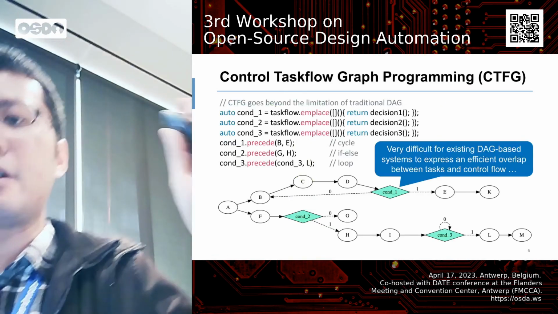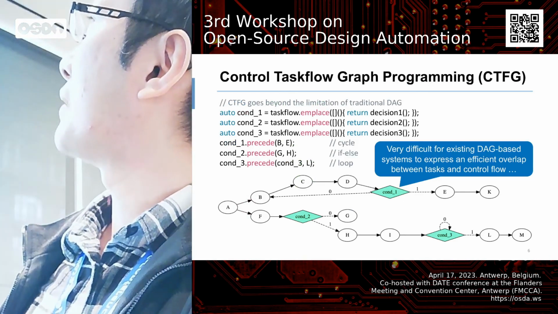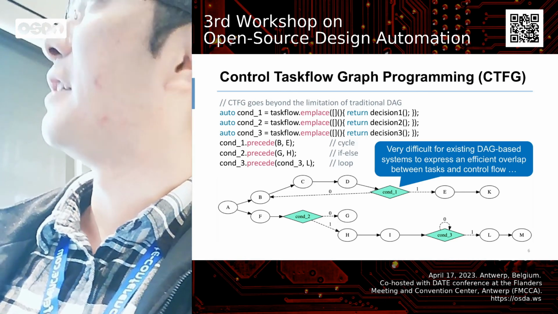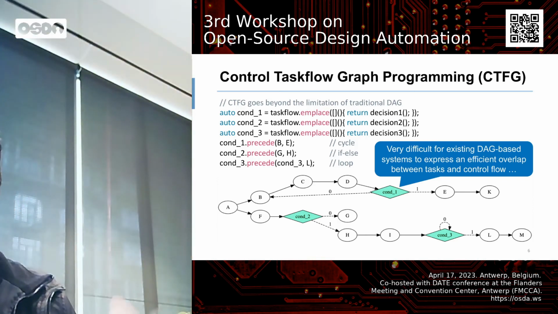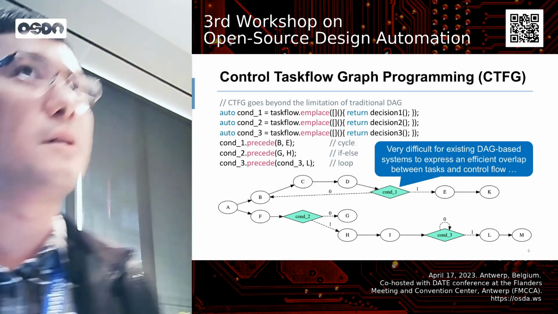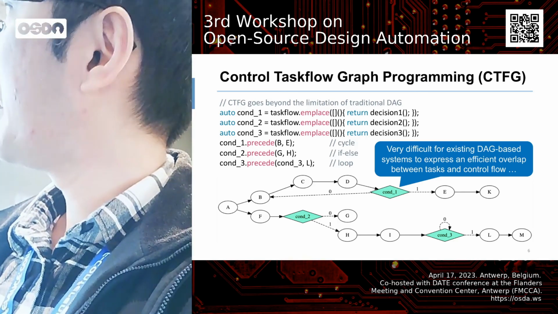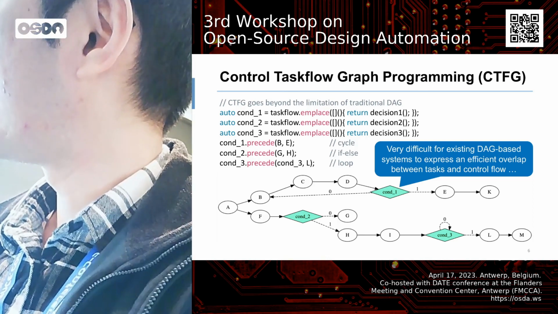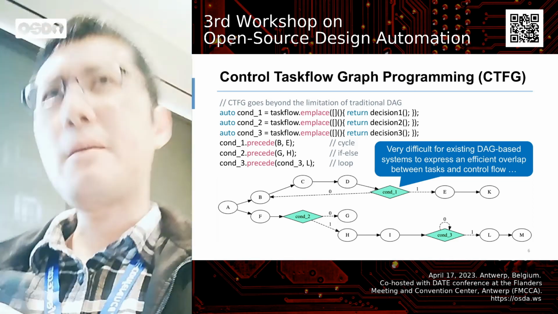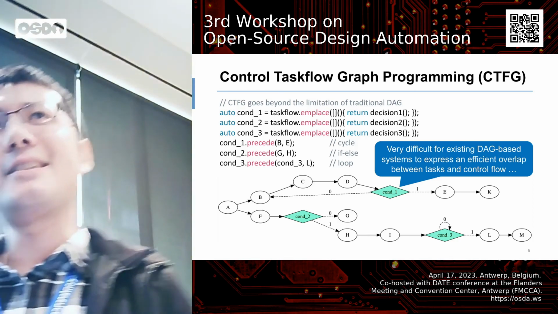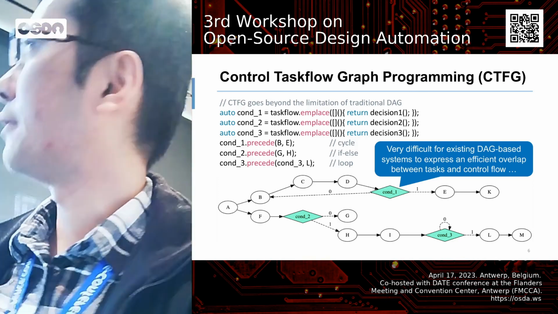Another major innovation of our Taskflow, when you compare with existing systems, is our control taskflow graph programming model, or CTFG. CTFG goes beyond the limitation of a traditional DAG-based model that does not allow you to express control flow in a single graph entity. For a complicated workload like this example over here, where you have a cycle to describe iterative control flow, conditional tasking, or even a loop, it becomes almost impossible for existing DAG-based systems to express a very efficient overlap between control flow and your task.